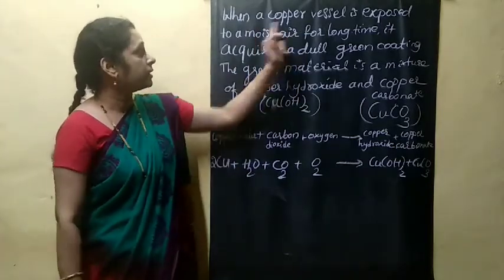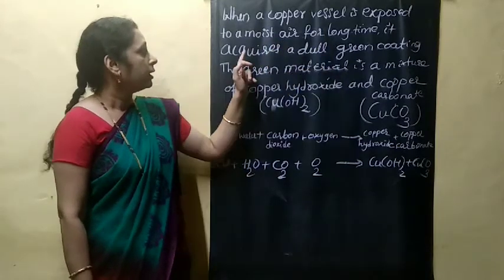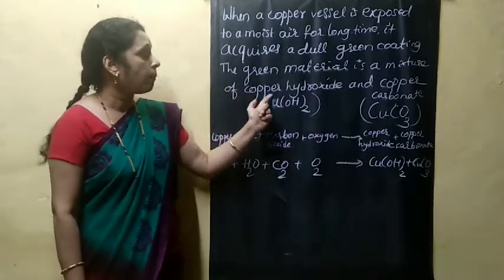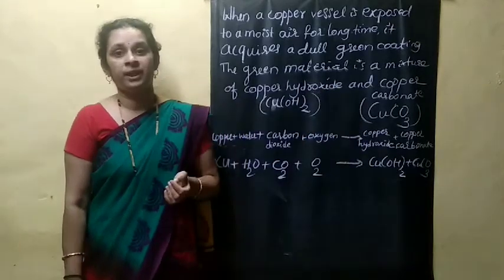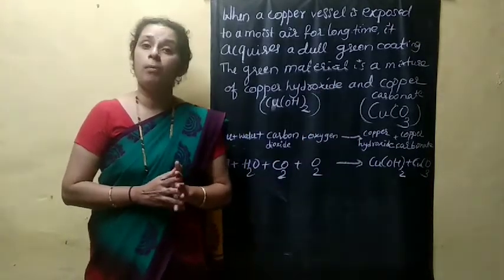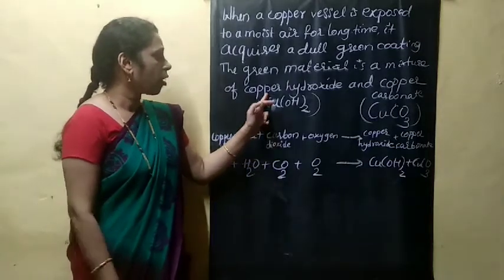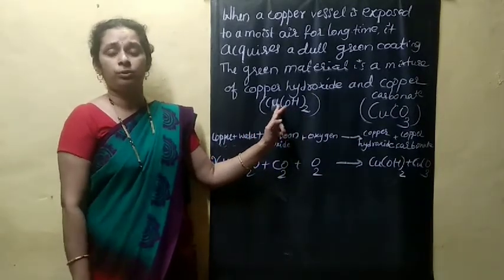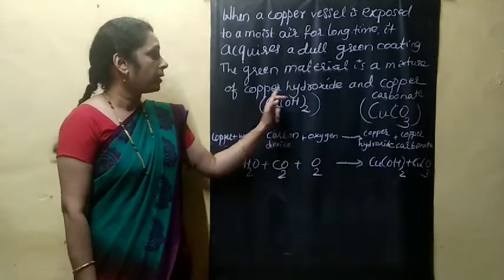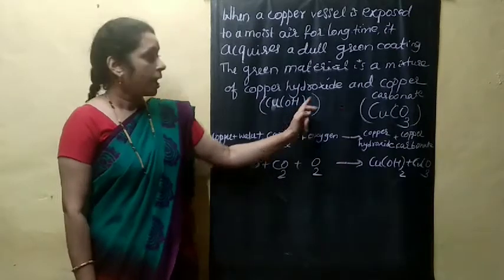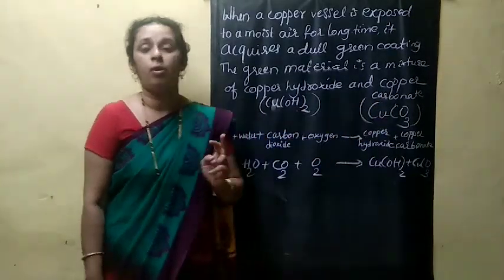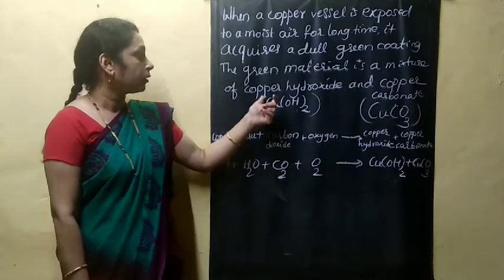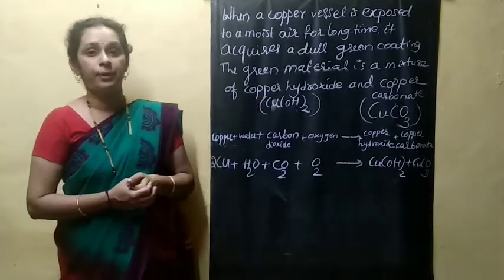See, when a copper vessel is exposed to moist air for a long time, it acquires a dull green coating. The green material is a mixture of copper hydroxide and copper carbonate. The formula of copper hydroxide is Cu(OH)2. You have to remember all these chemical names as well as the formulas. Copper hydroxide Cu(OH)2 and copper carbonate CuCO3. Copper is Cu, carbonate is CuCO3, and copper hydroxide is Cu(OH)2.